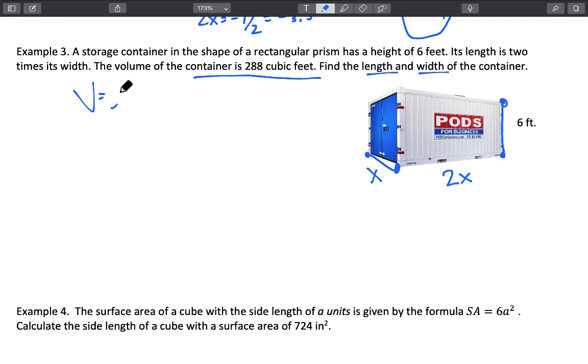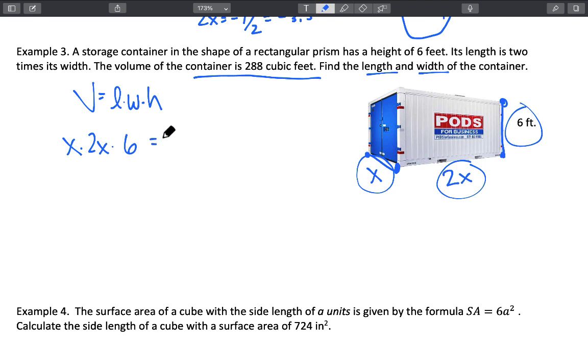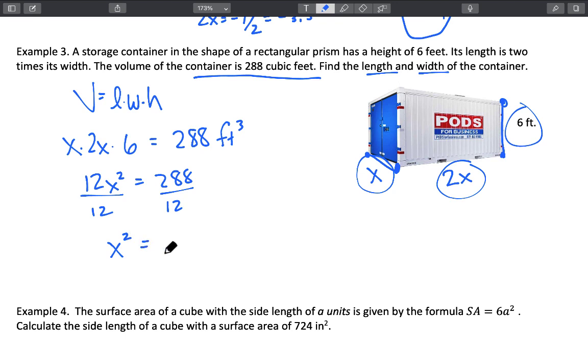So remember, volume is length times width times height. So if we take all three of these dimensions and multiply them, we will have x times 2x times 6, and that should be equal to our volume of 288 cubic feet. All right, so multiplying these together, we get 12x squared is equal to 288. Now we're going to divide off that 12, and that leaves us with x squared equal to 24.